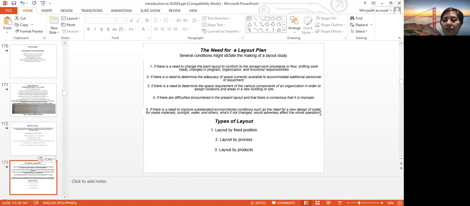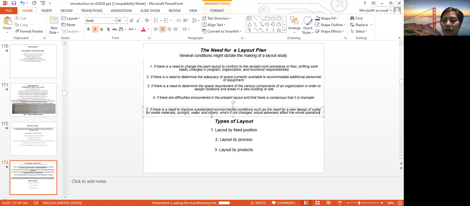So as early as possible, if there is really a need to improve everything in the shop, then let's do it, because if you're not going to do it, then it will sacrifice everything that you put in that shop. It's something like, do not wait for the worse to happen.